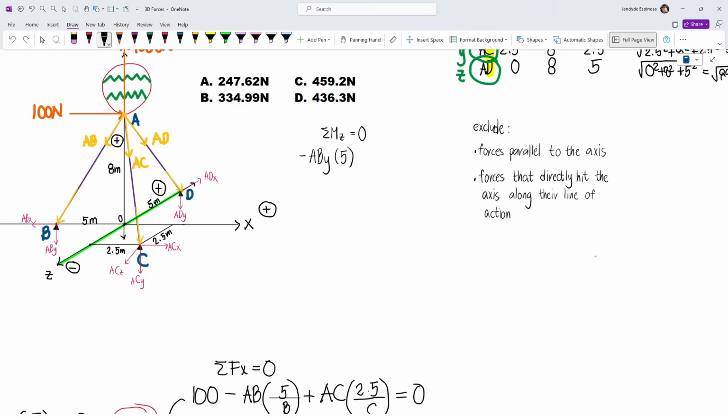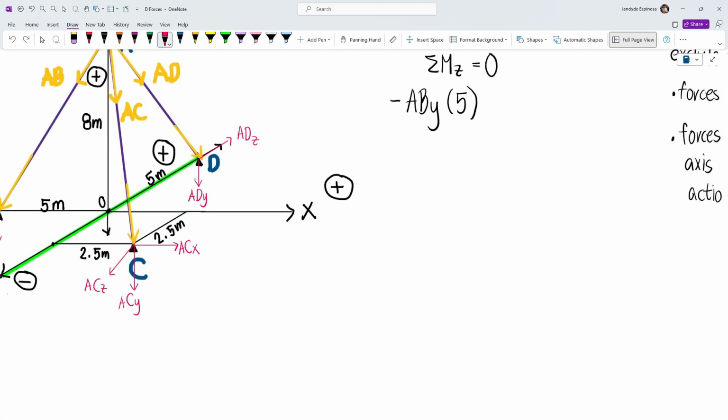Now, let's look at point D. Now we have ADX. If we extend the line of action of this reaction, then it will be parallel to the axis. By the way, this is ADZ. And so since this force is parallel to the axis, the Z-axis, where we are taking moments, then it will be excluded, abiding by this rule. Now for ADY, the line of action of ADY directly hits the Z-axis.